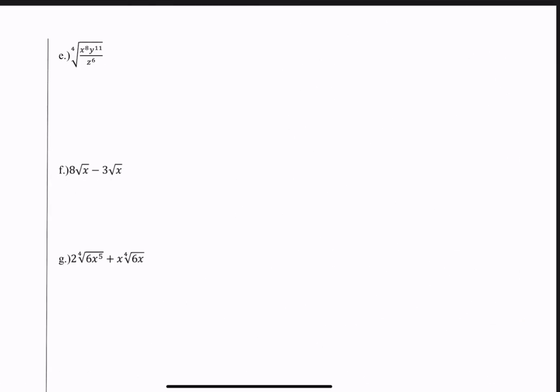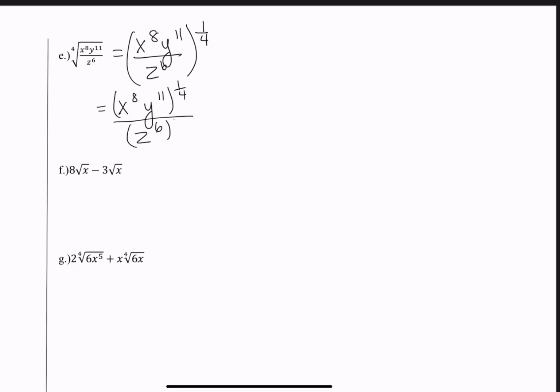Moving on, letter E is currently written using radical notation, and I'm going to rewrite it using rational exponent notation. So I'm going to rewrite my fraction, and now I'm going to raise it to the 1/4 power. Now I'm going to use the power of a quotient property to give that power to both numerator and denominator. So next I get the numerator raised to the 1/4 power and the denominator raised to the 1/4 power.